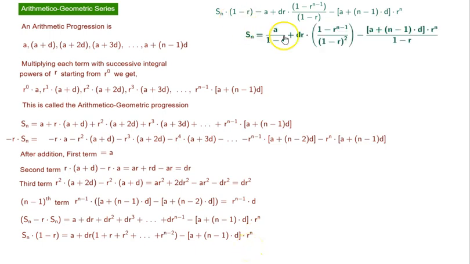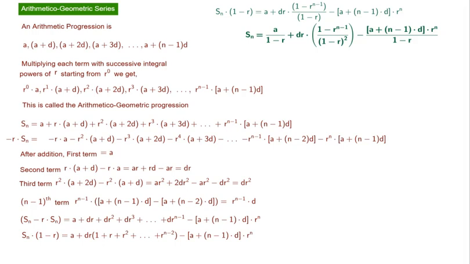1 minus r, we take it to the other side. So we have S sub n is equal to a by 1 minus r plus dr times 1 minus r to the power of n minus 1 divided by 1 minus r square. Because 1 minus r comes from there also, and there is already 1 minus r. Minus a plus n minus 1 times d times r to the power of n divided by 1 minus r. So this is the sum of first n terms in this series.